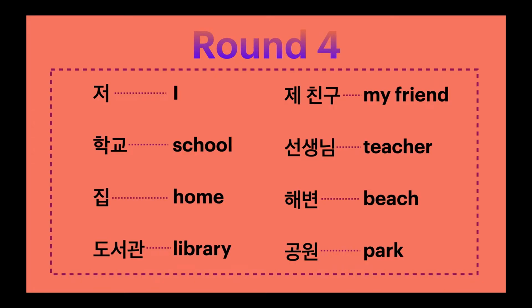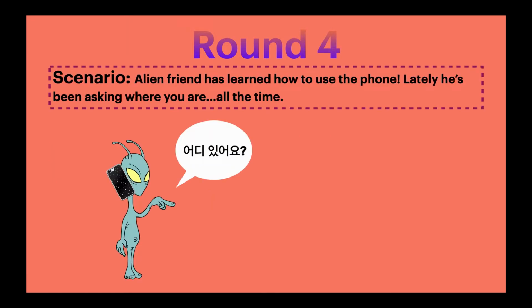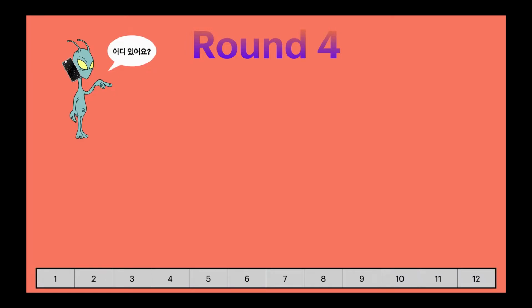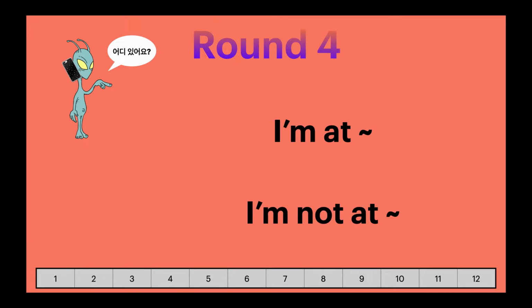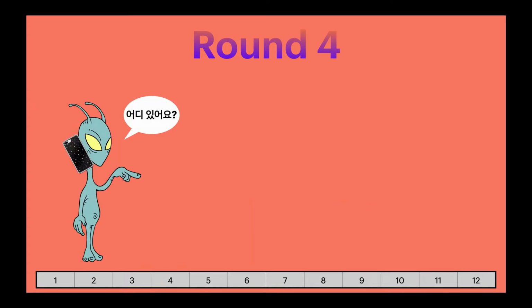Round 4. The scenario this time is that Alien Friend has now learned how to use the phone. And lately he's been asking where you are all the time. 어디 있어요? 어디 is the word for where. 어디 있어요? But we're going to play a little game with our alien friend here, and we're going to tell him, I'm at blah blah blah, followed by, I'm not at blah blah blah. 어디 있어요? I'm at school.